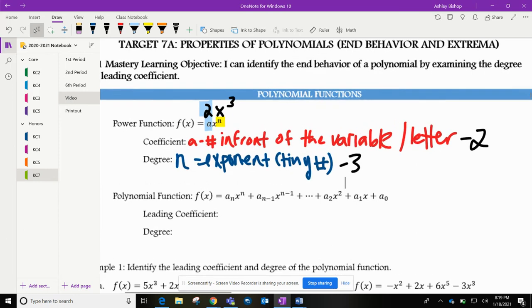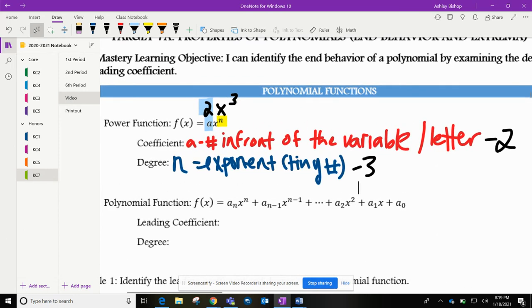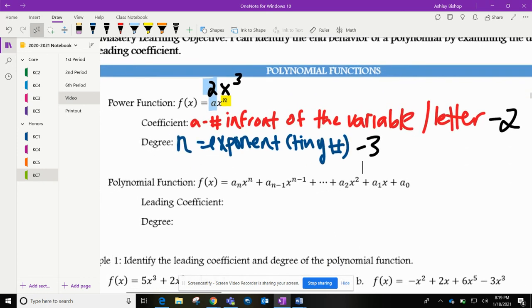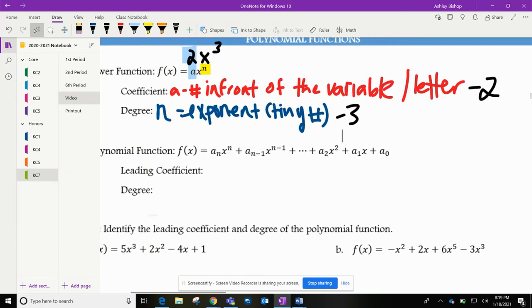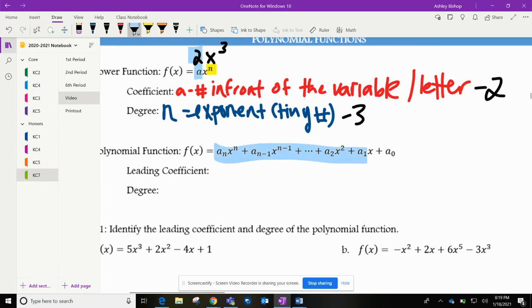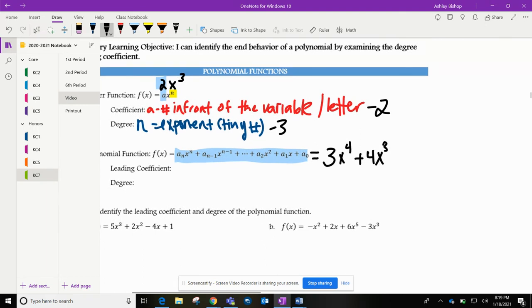All right, so we are going to talk a lot about the degree and the coefficient. Now, if I have a function with more than one power, we can give an example with numbers instead of the practical terms, because that's really hard to follow. This is saying if I had something like 3x to the fourth power plus 4x to the third power plus 5x to the second power plus 2x minus 1. Let's just say I had that. That's what this is saying.